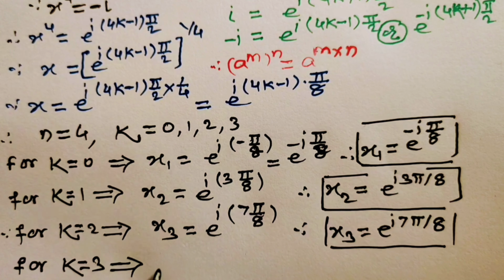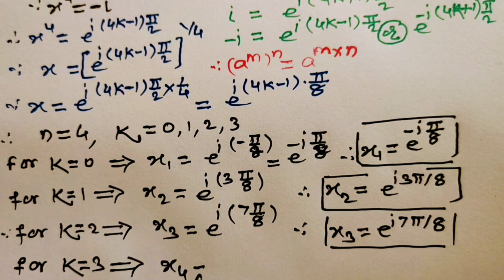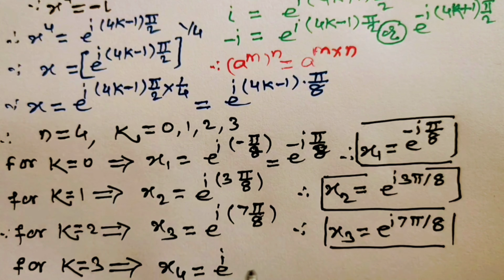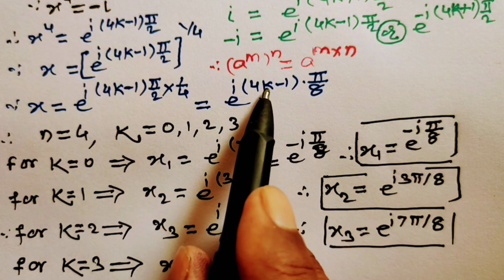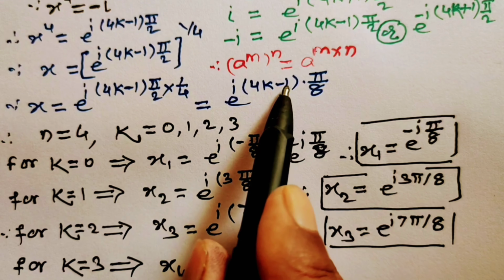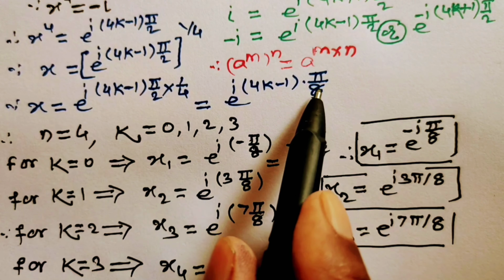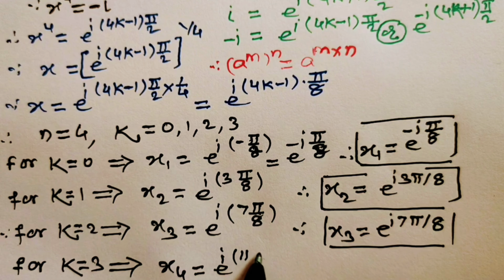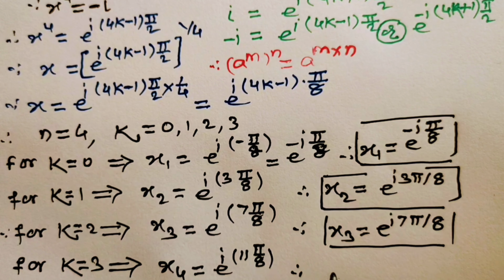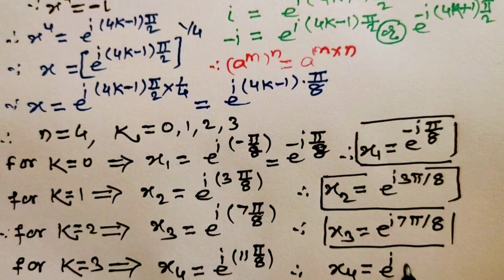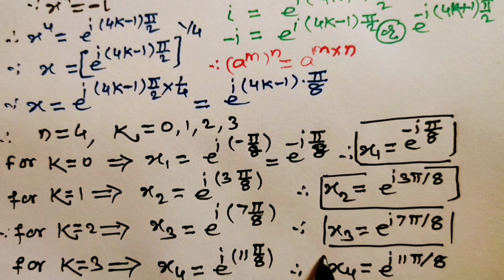For k is equal to 3, this gives x4, which is equal to e to the power i, k is 3, put here, 4 into 3 is 12, 12 minus 1, 11, 11 times pi upon 8. Hence, x4 is e to the power i 11 times pi upon 8.